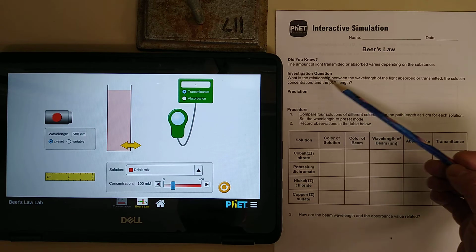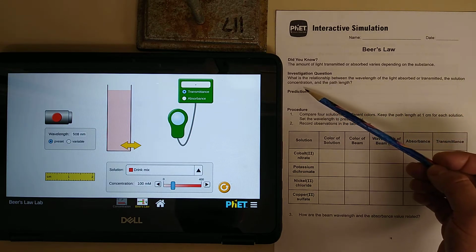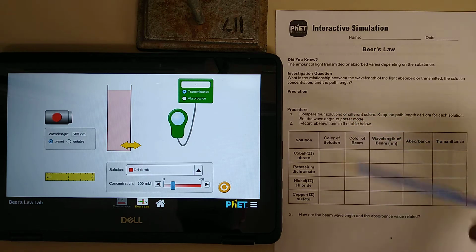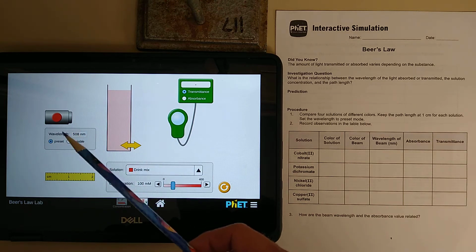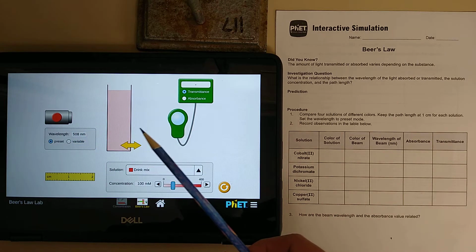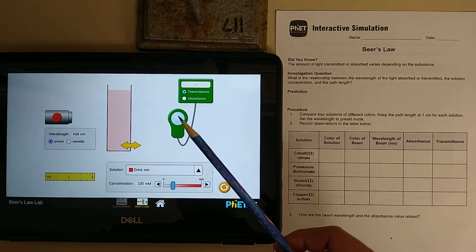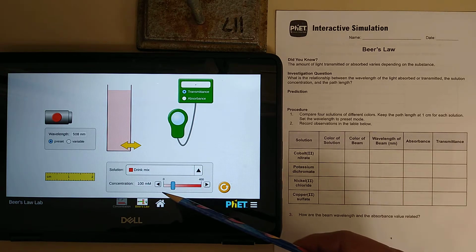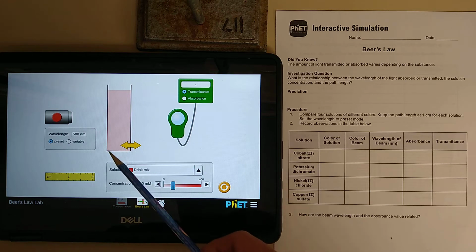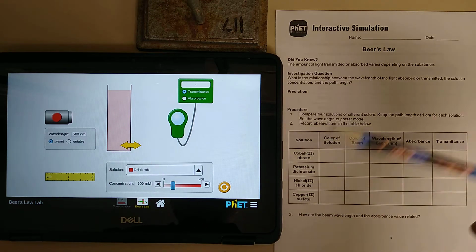Investigation question. What is the relationship between the wavelength of the light absorbed or transmitted, the solution concentration, and the path length? What that's talking about is the wavelength of the light, basically the color of the light that goes through, how much of it gets absorbed, how much of it makes it through or is transmitted, how strong the concentration of the solution is, and how far the light has to travel through the solution. That's the path length.